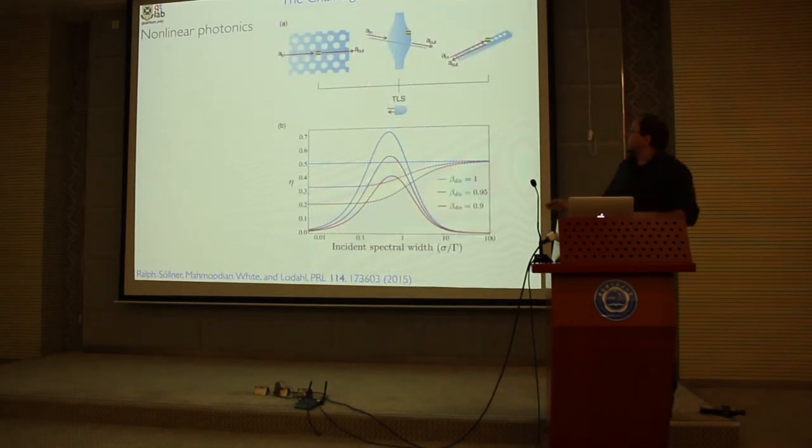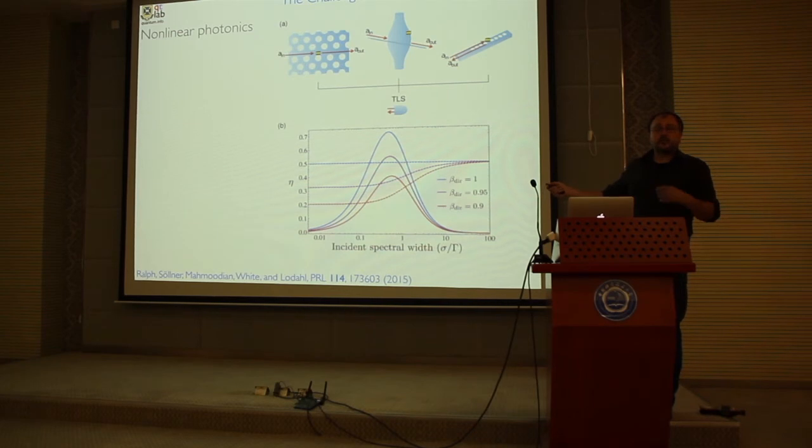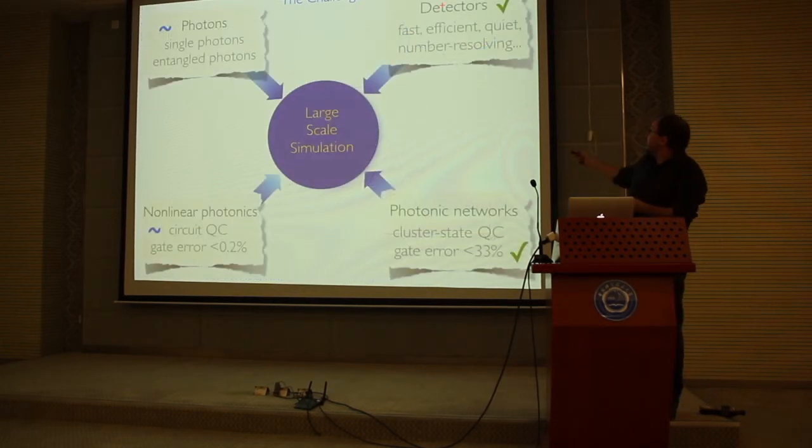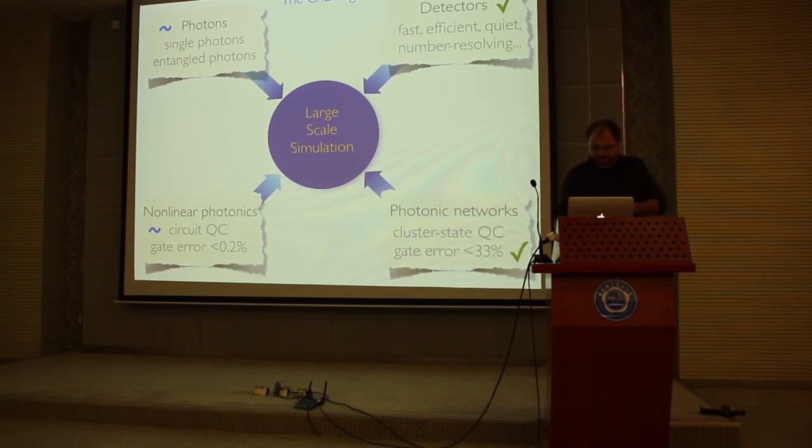So one of the other things that we are now starting to do a lot of theory on, and other groups are doing experiment on, Peter Lodahl's group in Denmark, is putting quantum dots in photonic band gap cavities and seeing how strong you can get the interaction. We've just put a theory paper out showing that you should be able to, again in this system, get very strong photon-photon interaction. So to summarize, on the detector front and the network front, things are looking quite good. On the photons front, progress is rapid, and that should be a tick within a year or two. There's still quite a bit of work, I think, to do on the nonlinear photonics front.